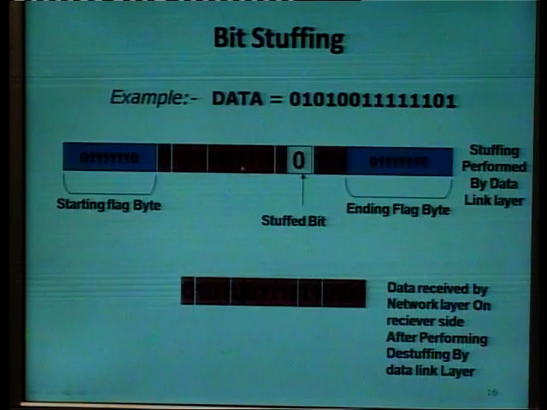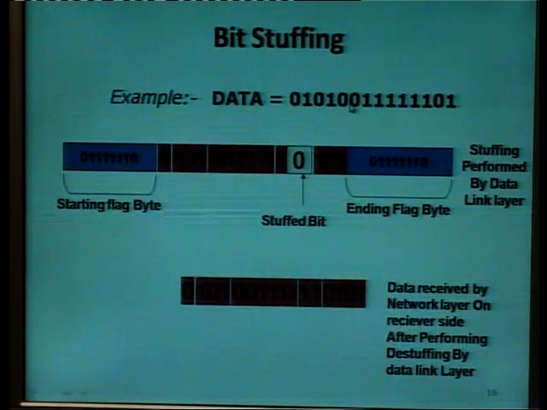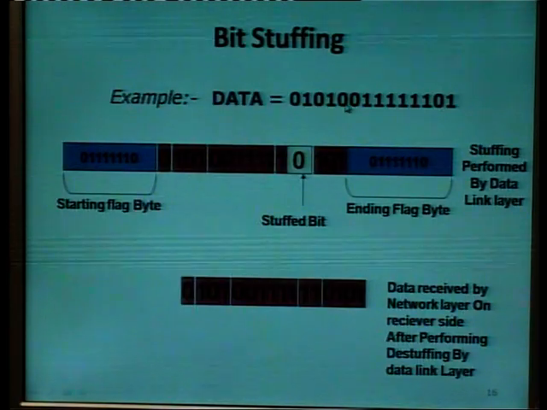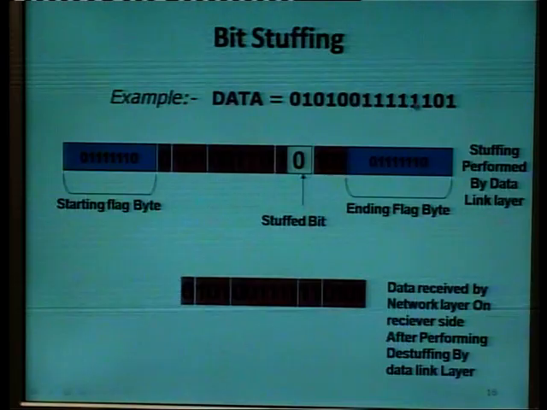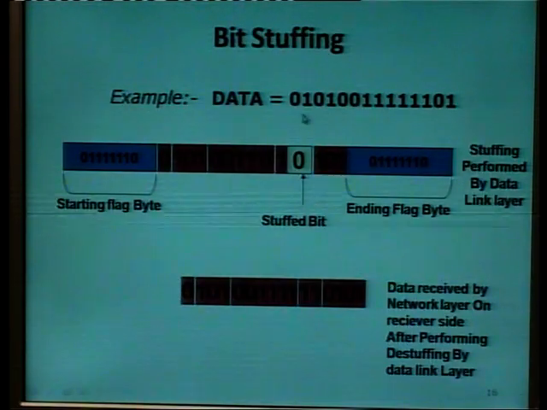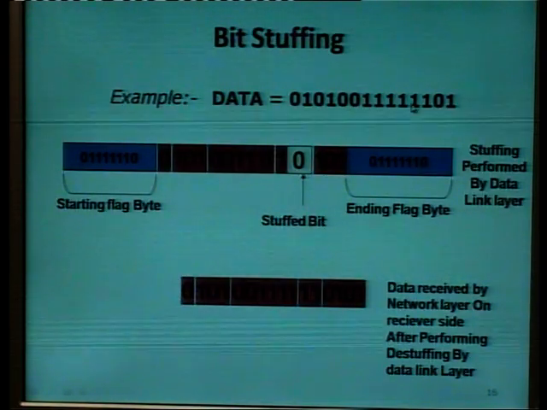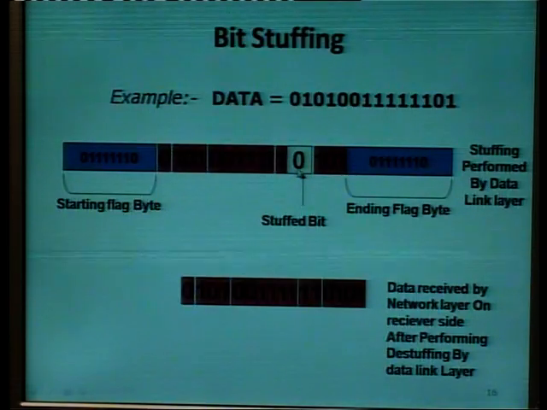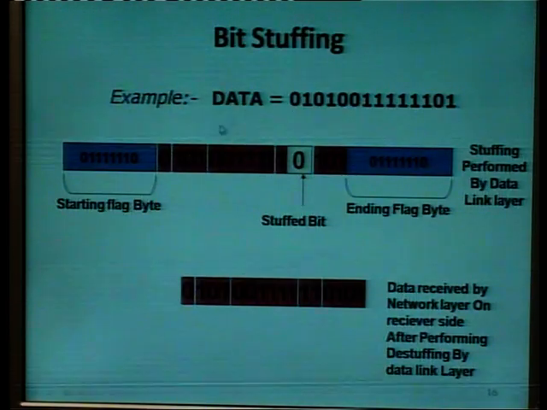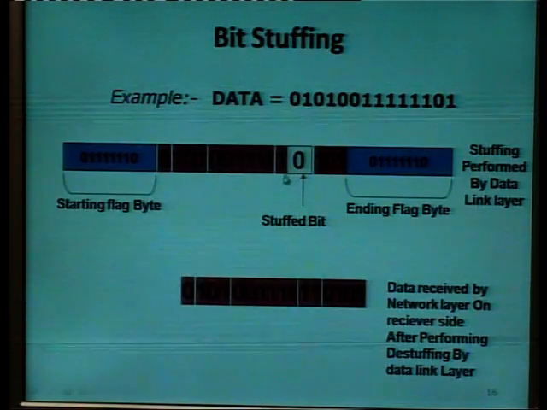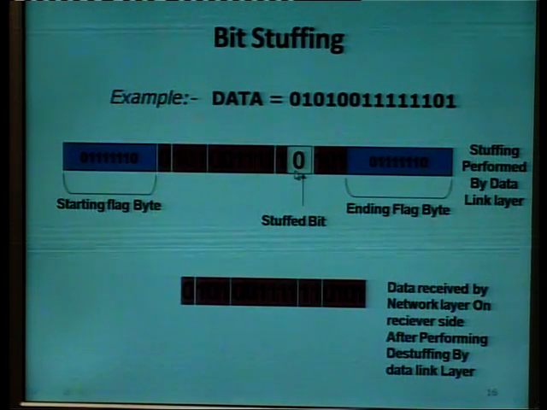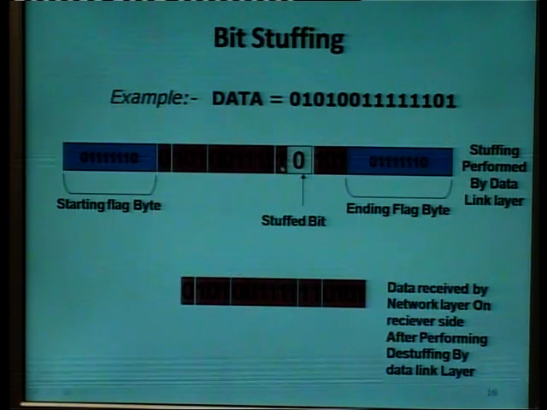Here is the example. The data is 0 1 0 1 0 0 1 1 1 1 1 1, that is, six times 1, then 0 and 0. This is the same as the pattern of the flag byte. Now after 5 times 1, a 0 is stuffed. The remaining data is the same, and after 5 times 1 a 0 is stuffed by the sender's data link layer, so that there should never be 6 times 1.